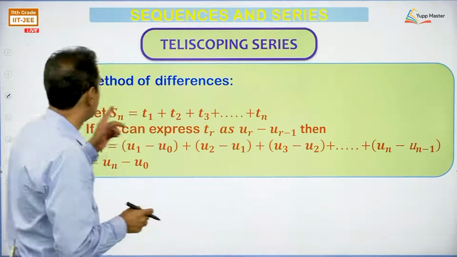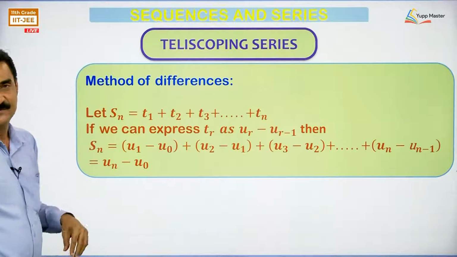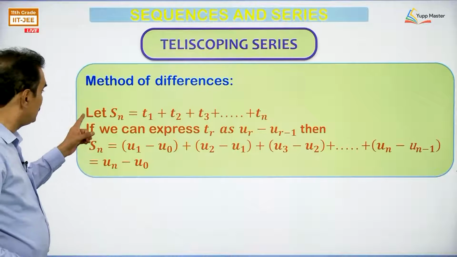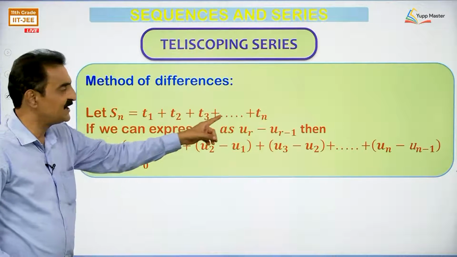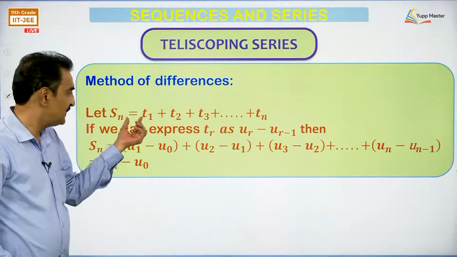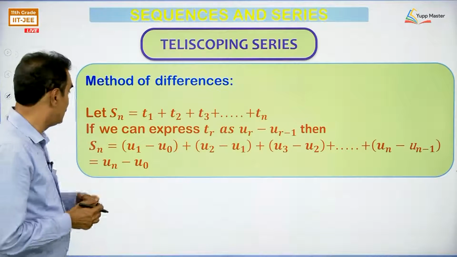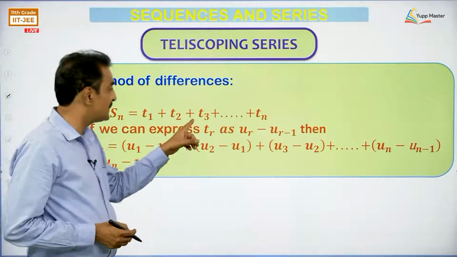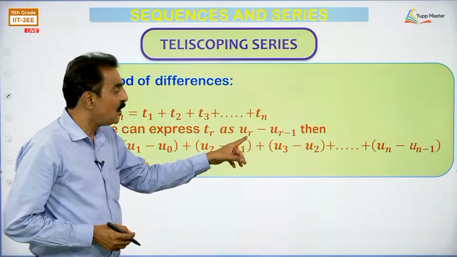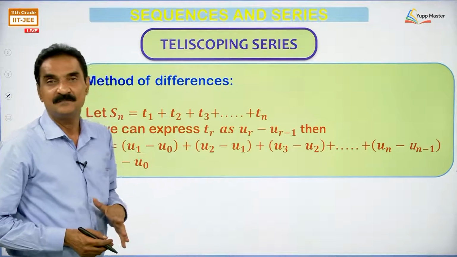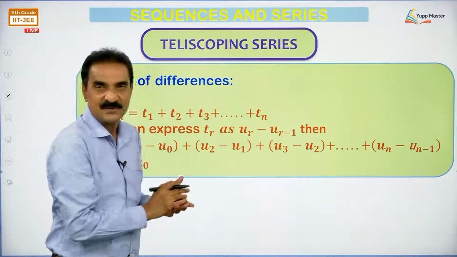Okay, let us discuss what it is. This method is called method of differences. Consider a series Sn is equal to T1 plus T2 plus T3 and so on Tn. T1 is first term, T2 is second term and so on in the usual notation. If we can express the rth term, general term, in the form of ur minus ur minus 1. What is ur minus 1? Tr will be some expression in r.